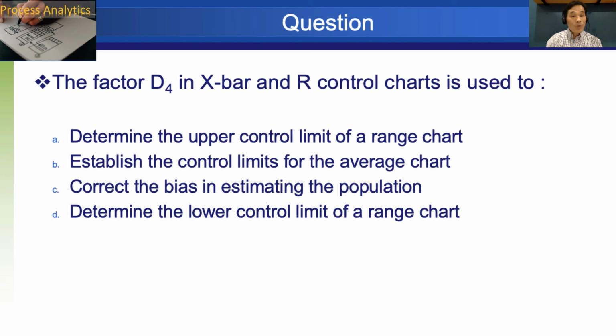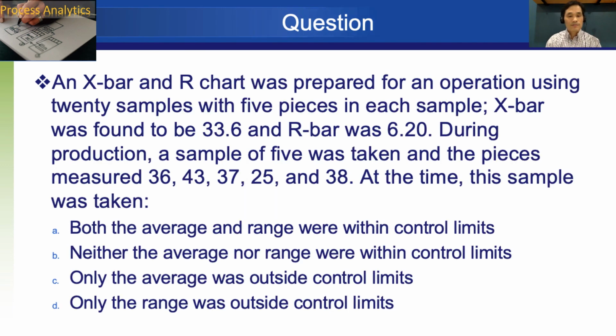Next question. The factor D4 in X bar and R control charts is used to A, determine the upper control limit of a range chart, B, establish the control limits for the average chart, C, correct the bias in estimating the population, D, determine the lower control limit of a range chart. The answer is A, determine the upper control limit. It's D4. If it was D3, then the answer should be D, right? Determine the lower control limit of a range chart.